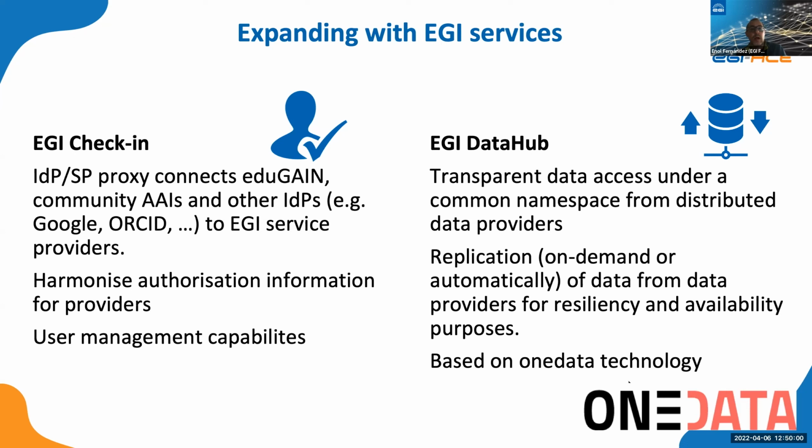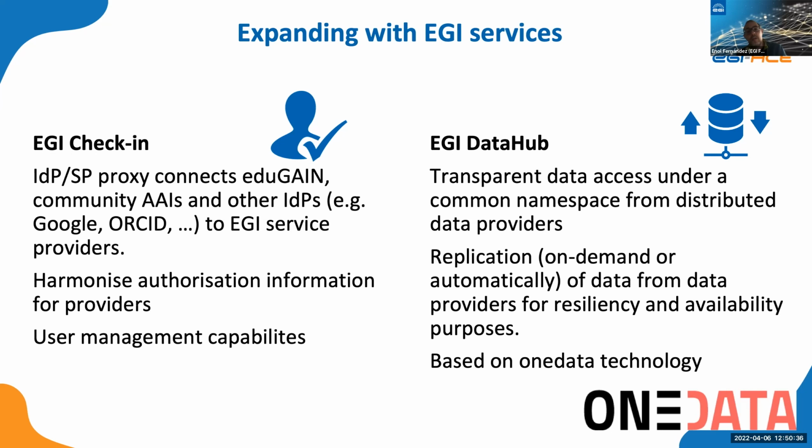And the other thing that we're adding to our solution is the Data Hub. It's another service from EGI. This is a distributed data solution that is able to move the data around to where you are accessing it. It's based on the concept of a namespace. So your data is within a namespace, and if you try to access it and it's not available where you are, Data Hub will just move it and make it available for you. So it has this automatic replication of data as needed, and it's based on one data technology.